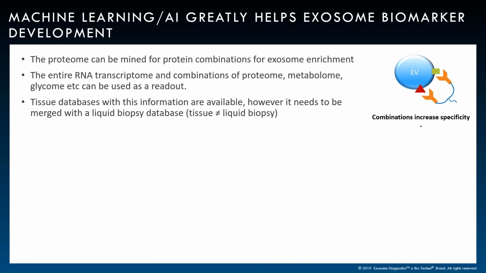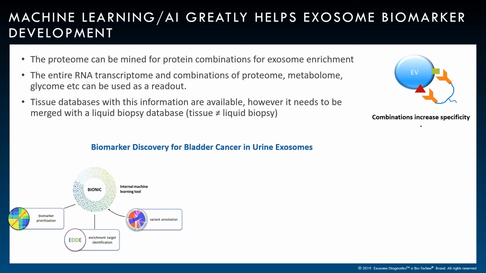So to look at how we can utilize machine learning for this process, we took one disease application where we wanted to try it out to see if it actually worked. And that was for bladder cancer using a urine exosome sample. So this bionic platform that we have at Exosome can do this biomarker prioritization.